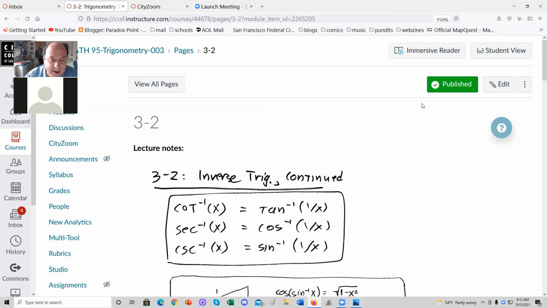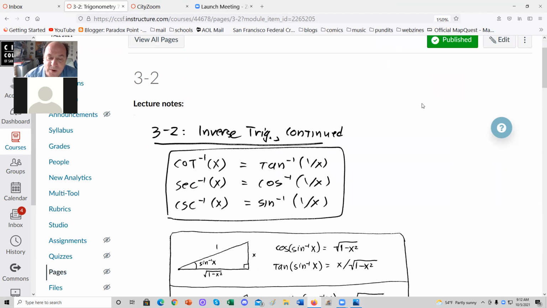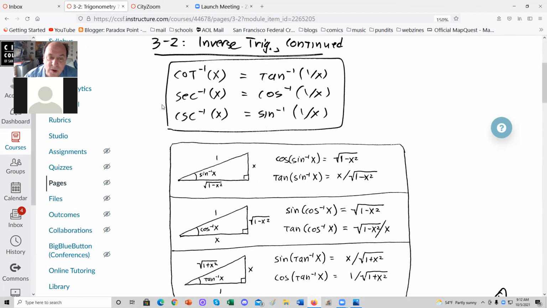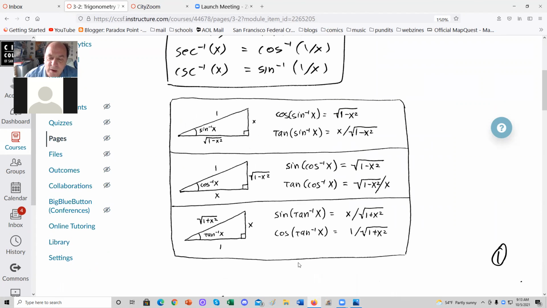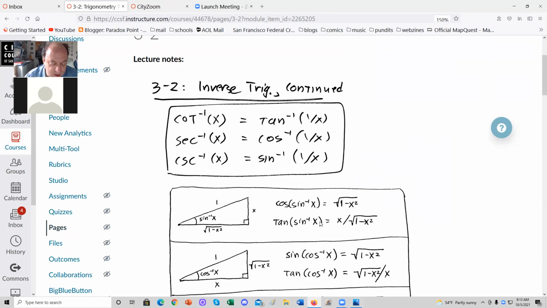All right. Today we continue with inverse trigonometry for inverse cotangent, inverse secant, and inverse cosecant, and also about how to calculate trig functions of arctrig functions. We start with cotangent and tangent being inverses. Arctangent of 1 over x is the angle whose tangent is 1 over x, and therefore whose cotangent is x. So arccotangent of x is arctangent of 1 over x.